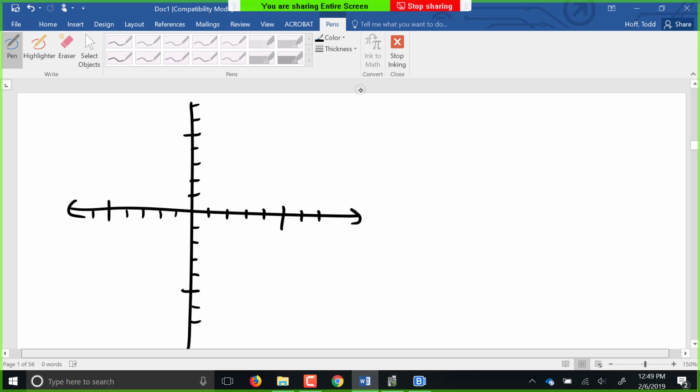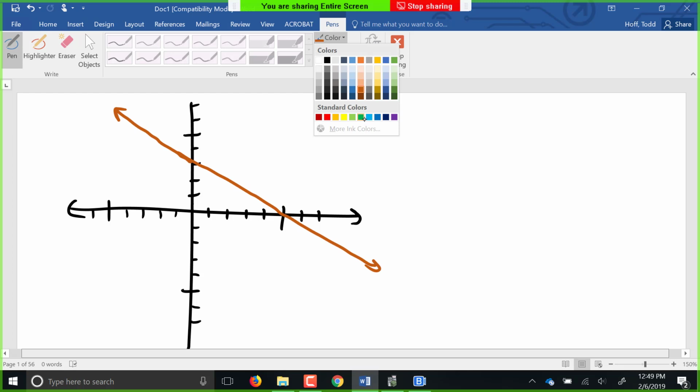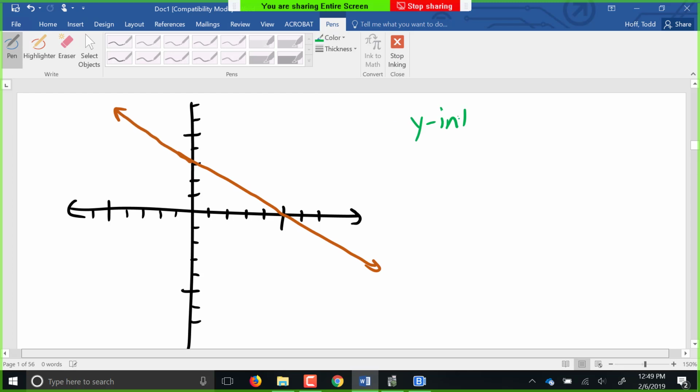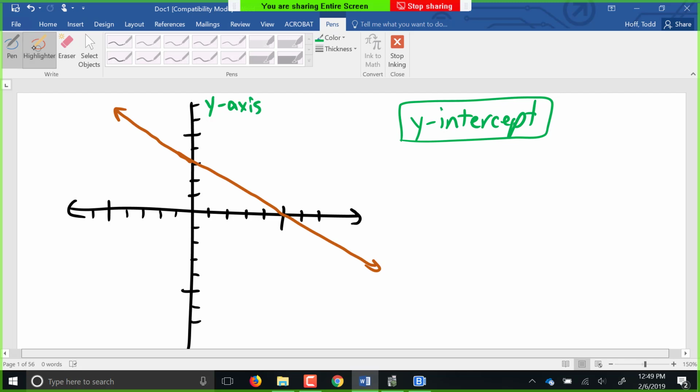So let's say we have a line that looks something like this. We've mentioned a y-intercept, and a y-intercept is very important in our graphing. As we saw, it's our starting point for a line. The y-intercept, of course, is where we cross the y-axis. So if we look at that y-axis, what value does that line cross the y-axis? At 3. So our y-intercept here is y equals 3.